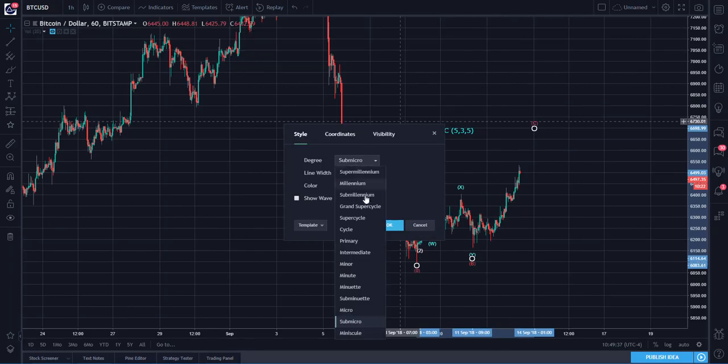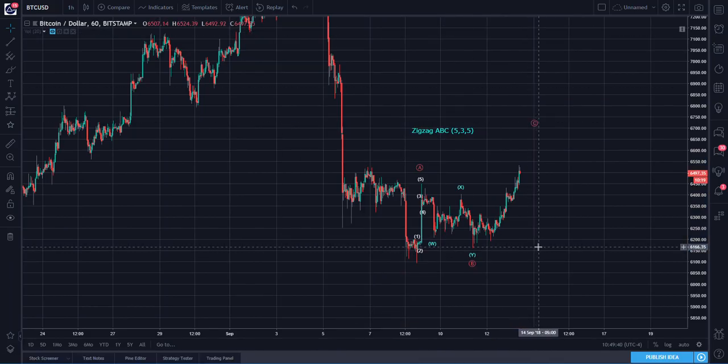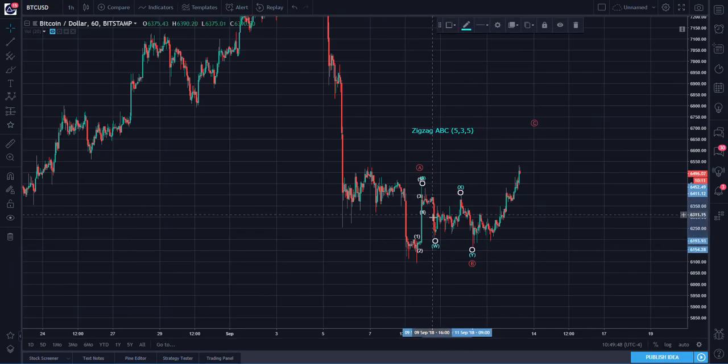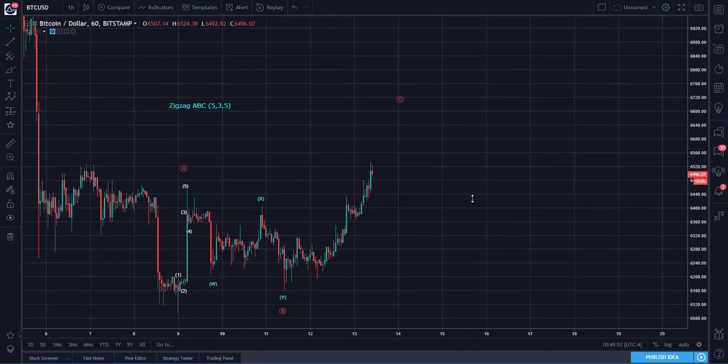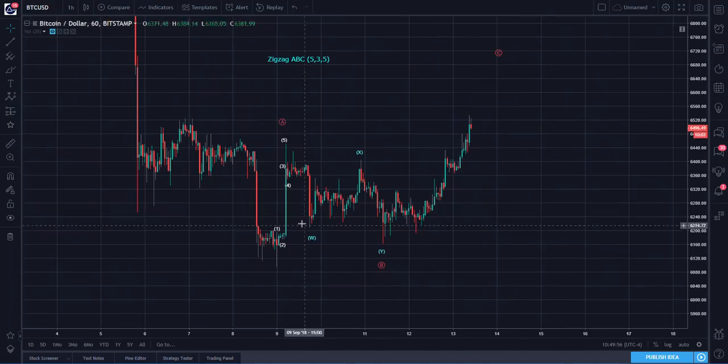That usually means that each of the W, X, and Y waves has to be a 3, 3, and a 3. So you can probably, let me zoom this in actually. Should have done that earlier. So you can probably see A, B, C. Look how the C breaks down into 1, 2, 3, 4, and 5. Beautiful. The W, you can say A, B, and C.